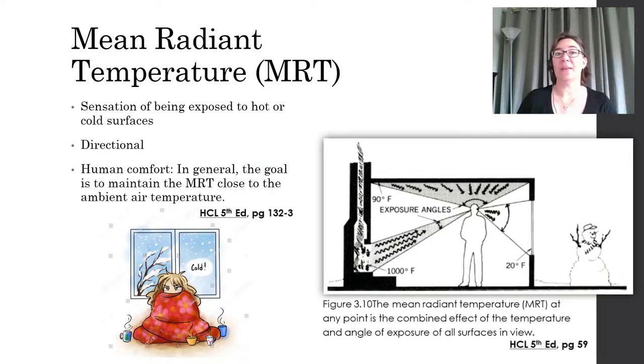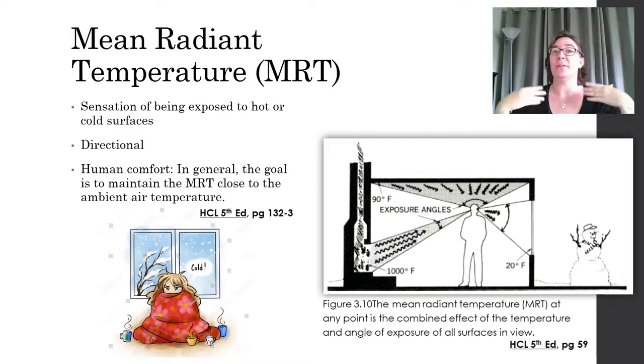The last environmental factor in thermal comfort is called mean radiant temperature. And this was introduced in last week's chapter. It affects human comfort with the sensation of being exposed to hot or cold surfaces. So if you have ever sat near a window when it's very cold outside, you will know what I'm talking about. It's not the air temperature. You're not being exposed to the outdoor cold air. It is the mean radiant temperature of that cold window pane that is affecting you.